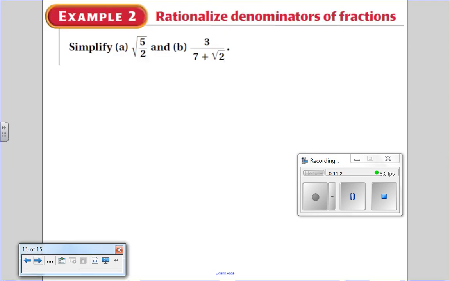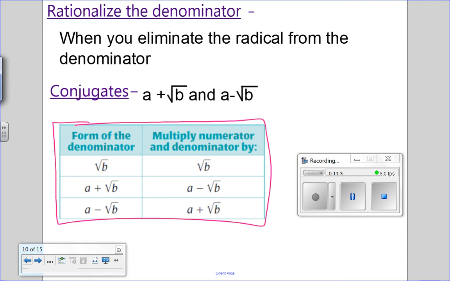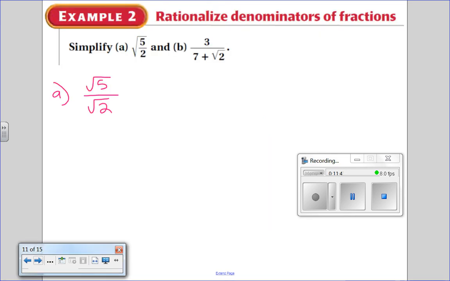All right, let's try our first problem. We're going to start with number A. I would write it down as the radical 5 over radical 2. Now our denominator is of the form one single square root. If I take you back a slide, that would be this guy here, square root b. And if your denominator is in the form square root b, you will multiply your numerator and denominator by square root b.